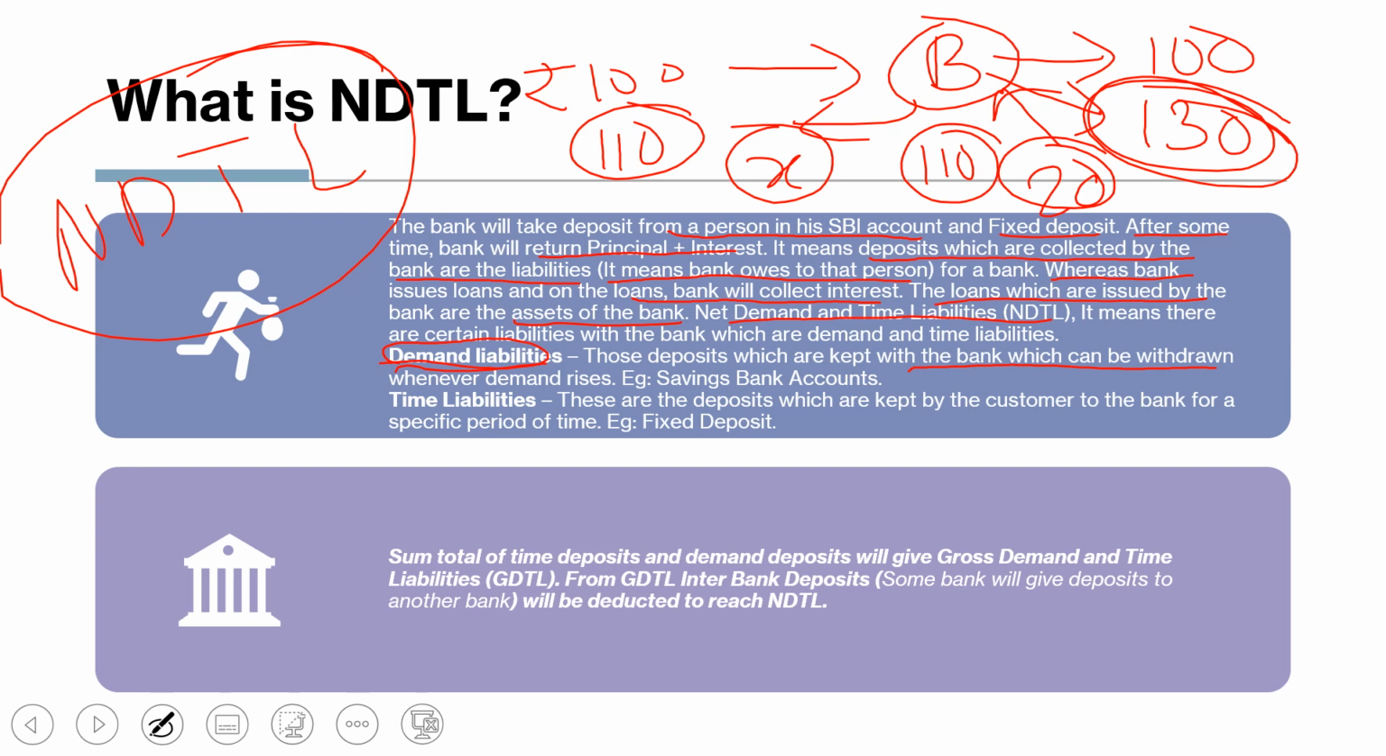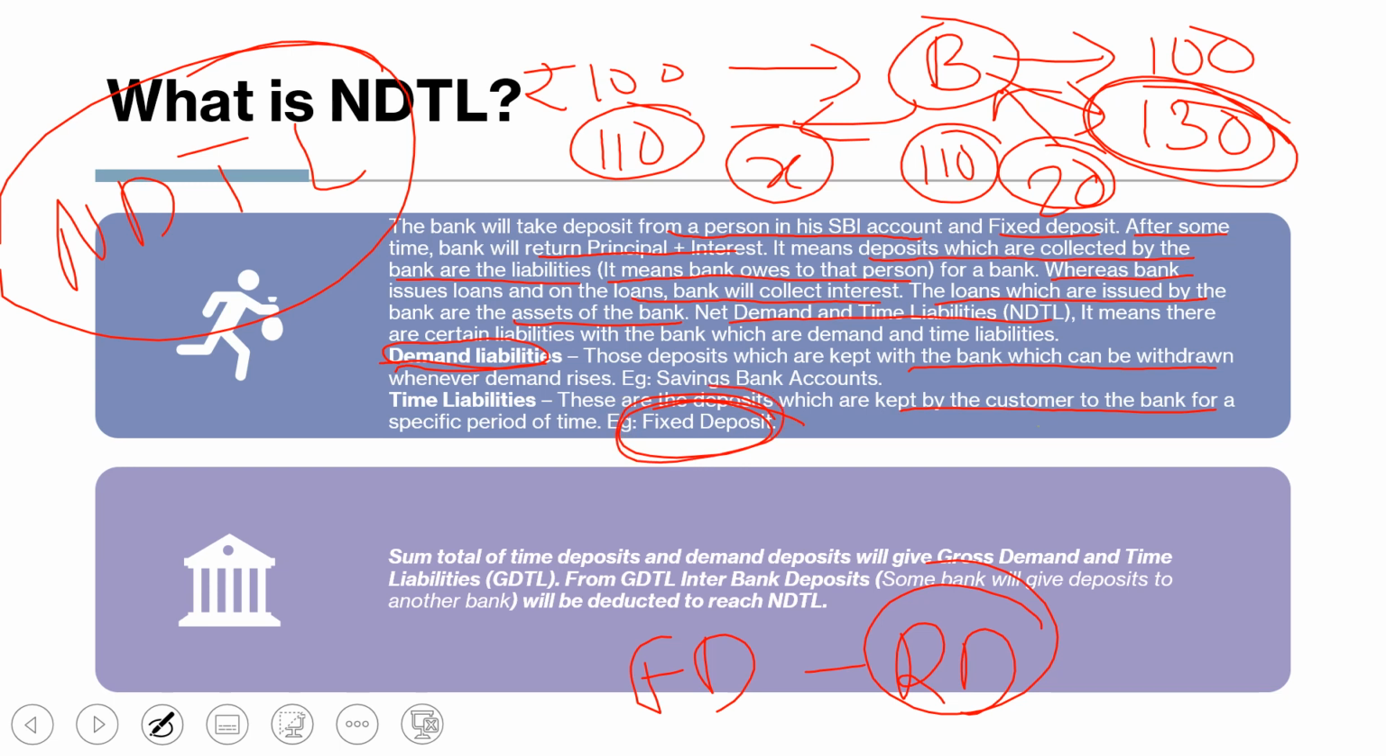One is demand liabilities and the other is time liabilities, like fixed deposits. You have done an FD or RD with the bank for 1 month, 6 months, 8 months, or 11 months. It means that it is time bound. These are the deposits kept by the customer with the bank for a specific period of time.